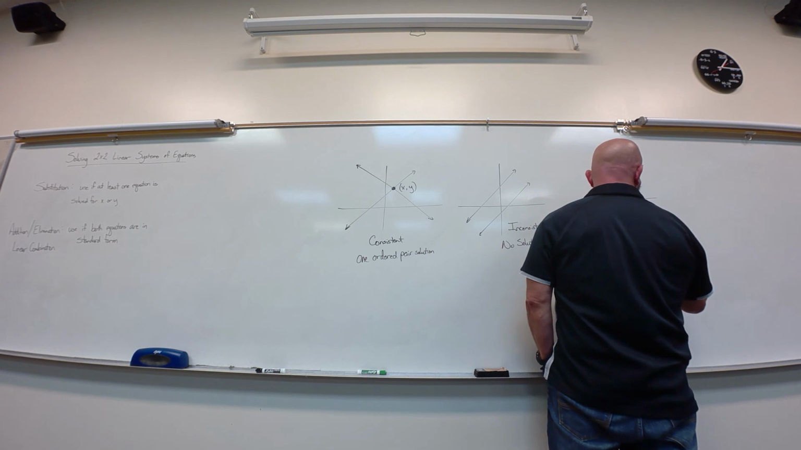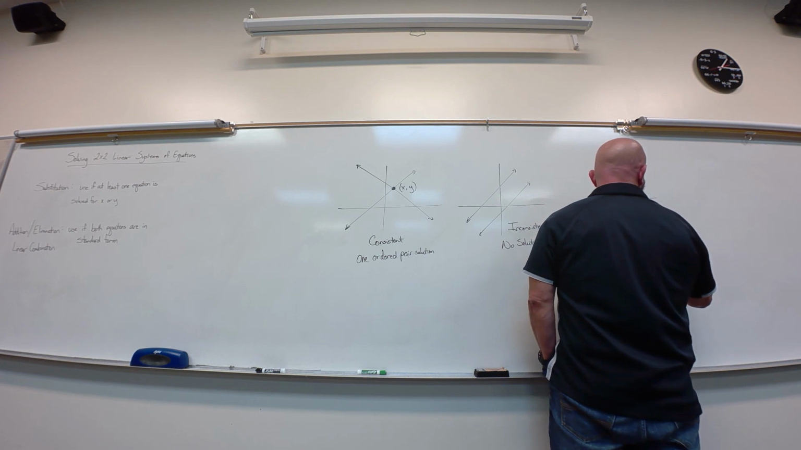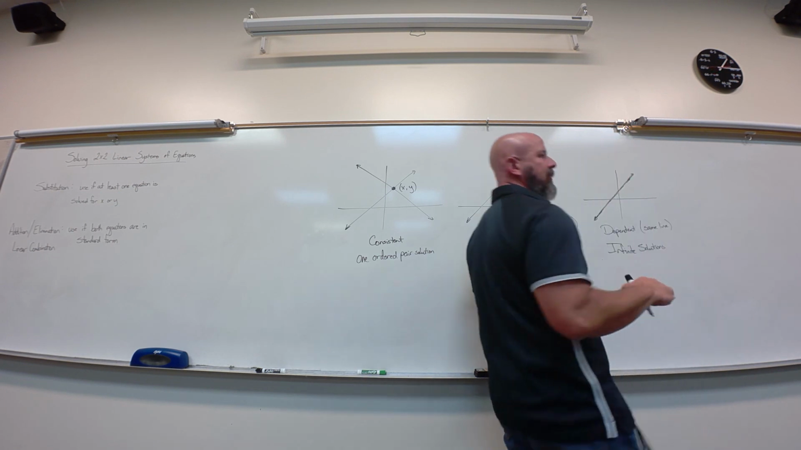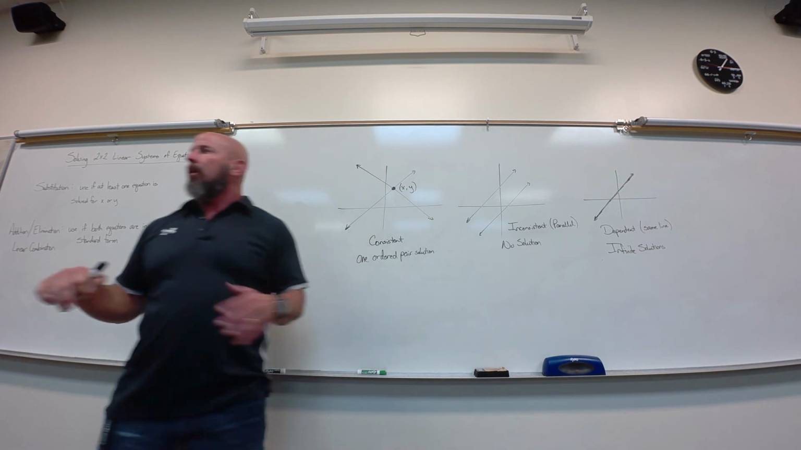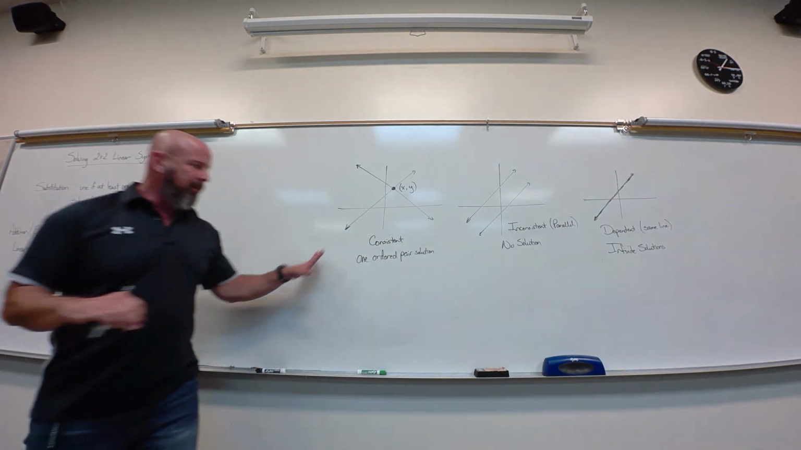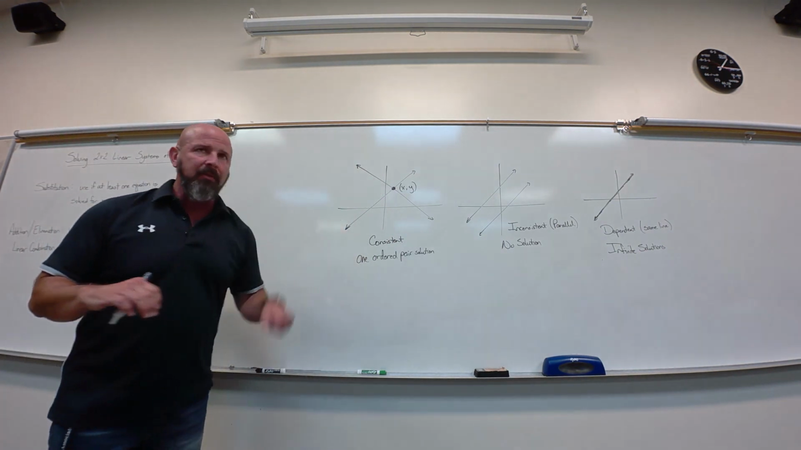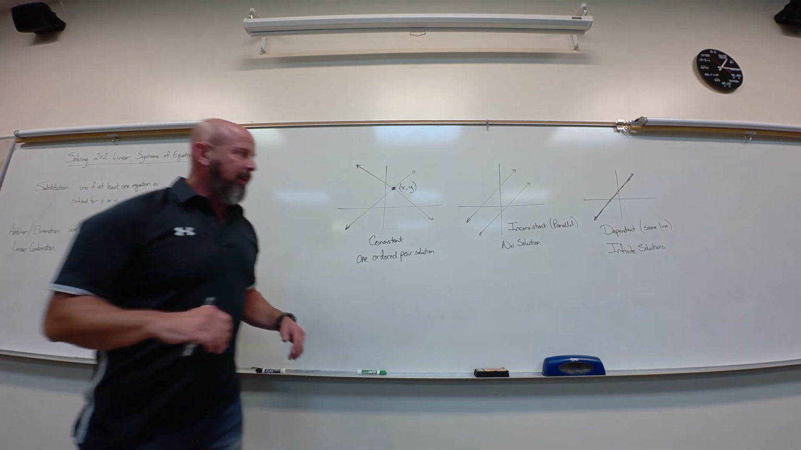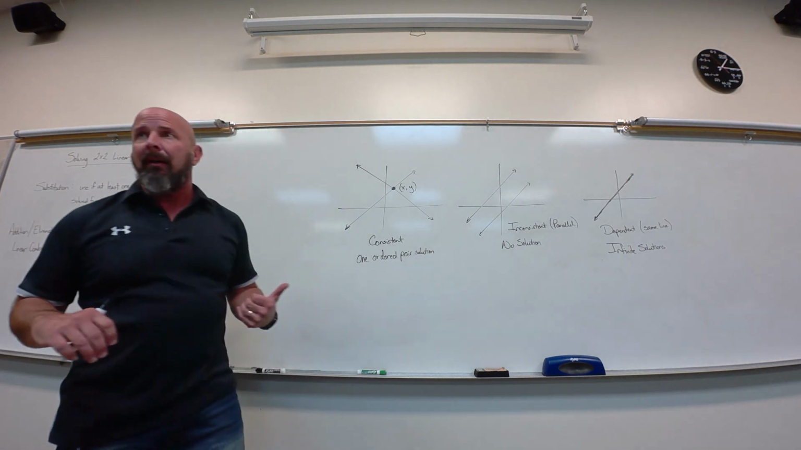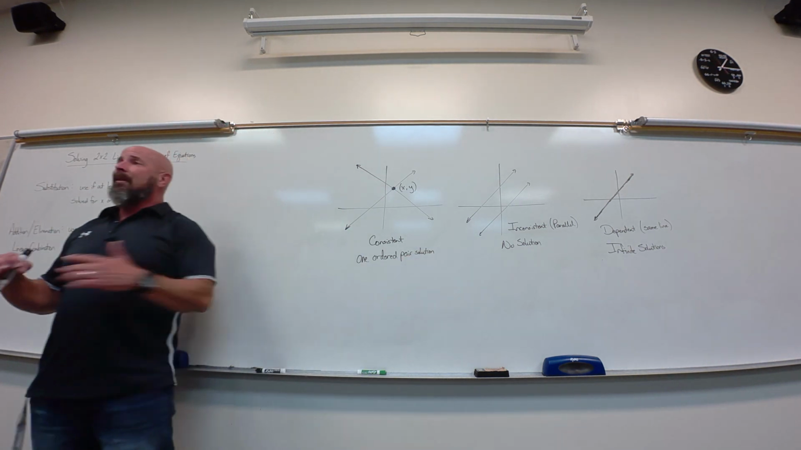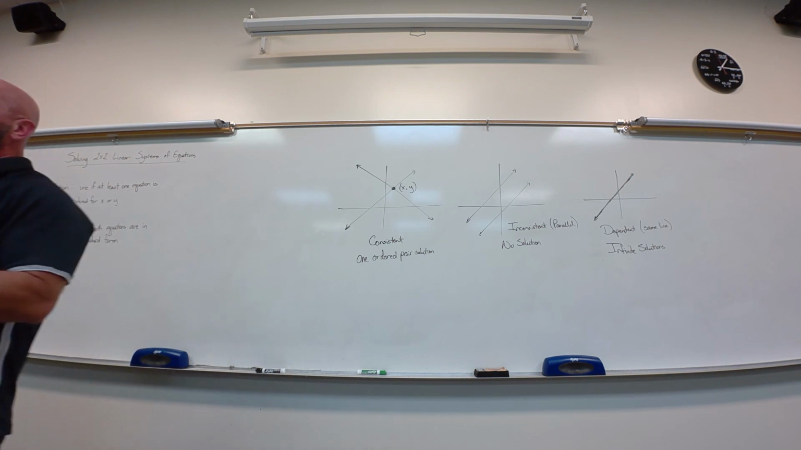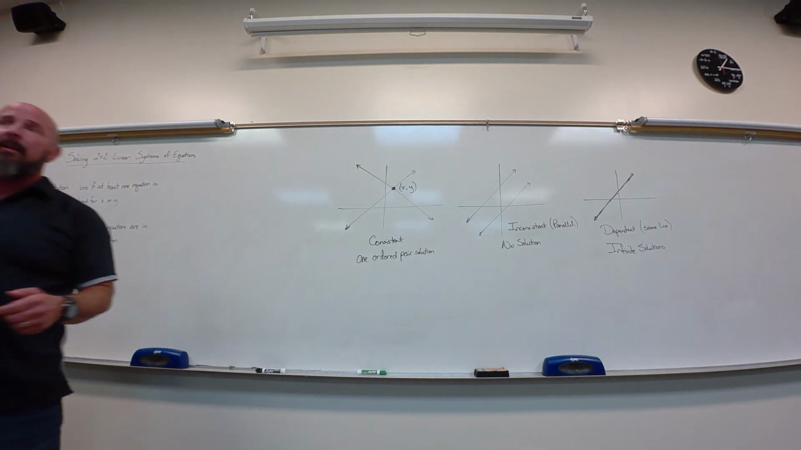Now, we're going to have to do some algebraic work to get these things solved. But what we're looking for is where they cross. We want every one of them to have one ordered pair solution. We're going to run into some that don't have a solution because they're parallel, and we'll run into some that have infinite solutions because they're laying on top of each other. So in other words, there's an infinite number of points they cross at.